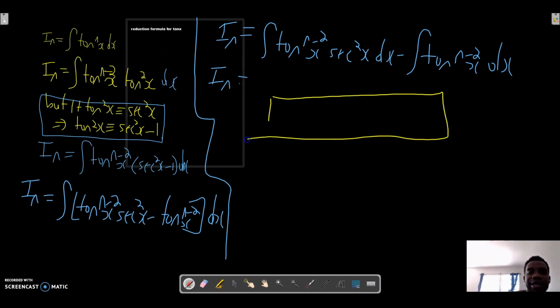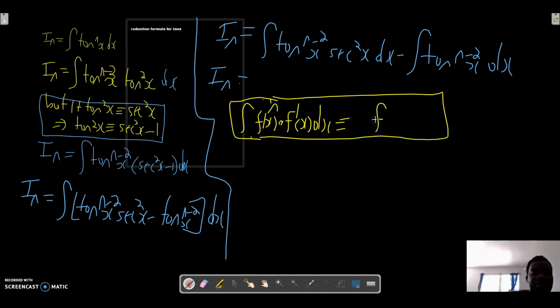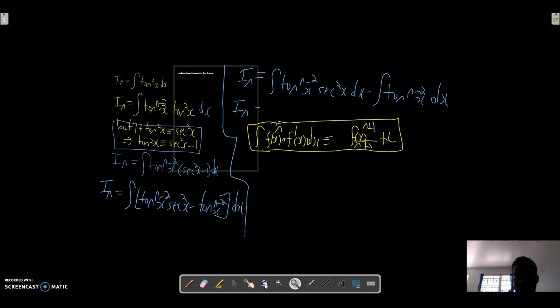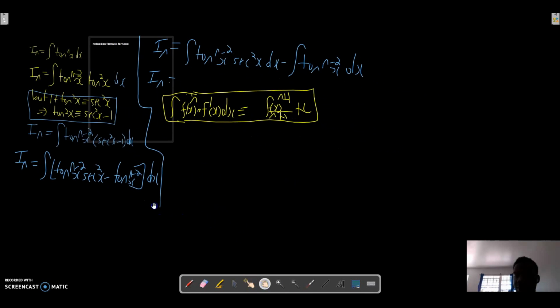It says if we have the integral of f of x to the n times f prime of x dx, then this is just f of x to the n plus 1 over n plus 1 plus c. That is by recognition. Let me condense it so we can get some more space. So does this apply to this?